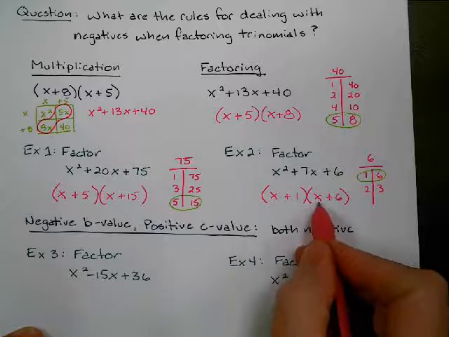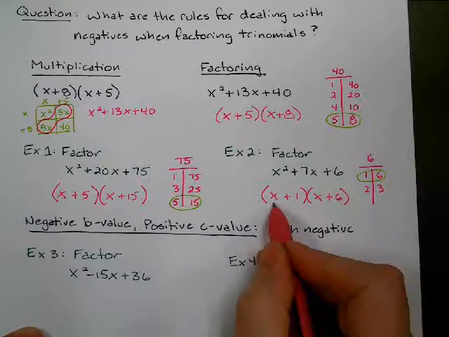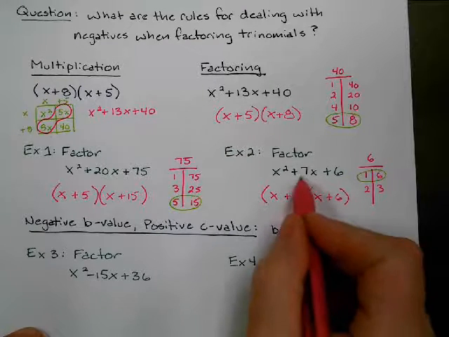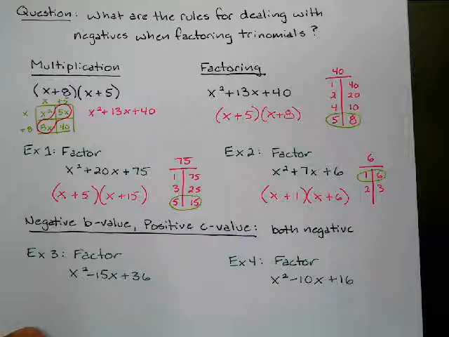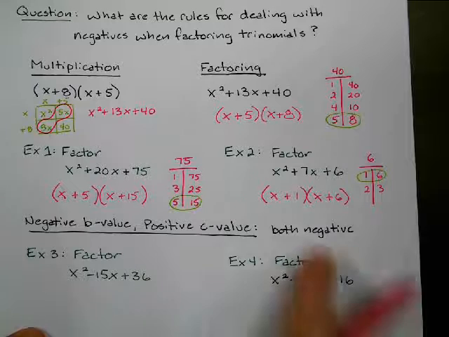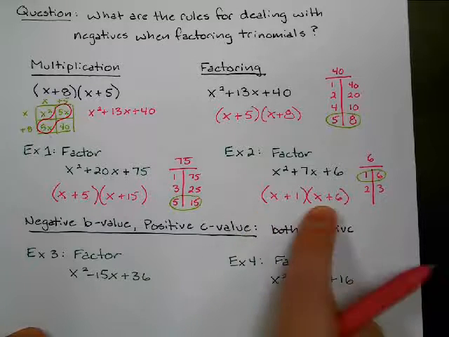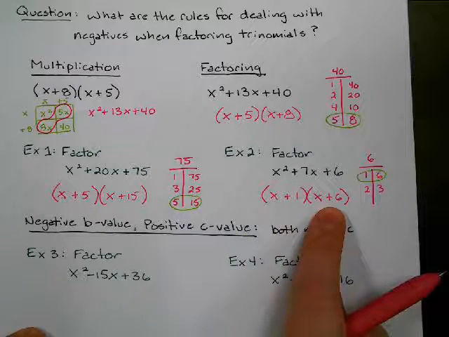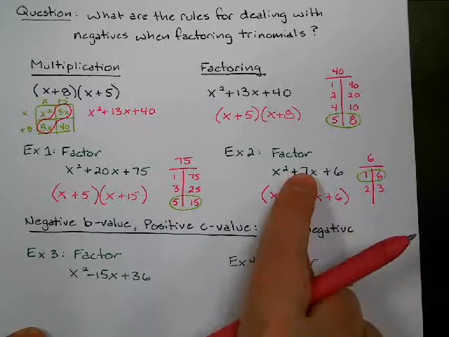So 1 times x and 6 times x, that's 1x and 6x. That's where we're getting the 7x from. So we're just undoing the multiplication and making it into a multiplication problem. Now, if you multiply this out, you should get what you started with.